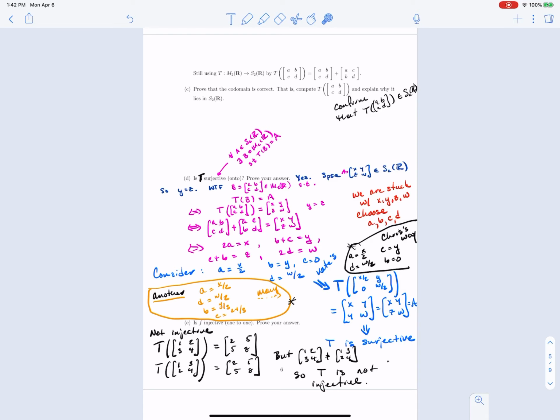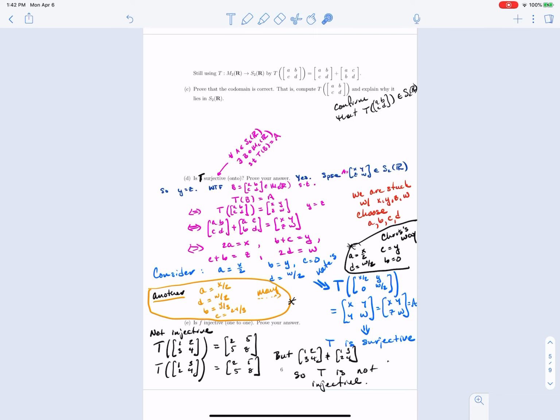But since all I care about is showing surjectivity, namely, for no matter what A I choose, no matter what X, Y, Z, W, I have to find one B. I don't care about having millions of them. We went with A is X over 2, which I have no choice. B is Y over 2, but then we decided to choose D is W over 2. And then I chose B equals Y and C equals 0.